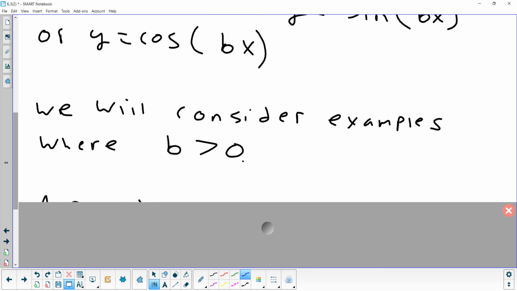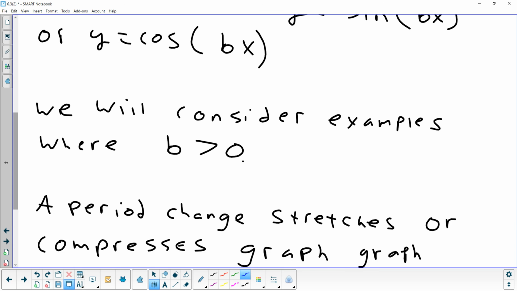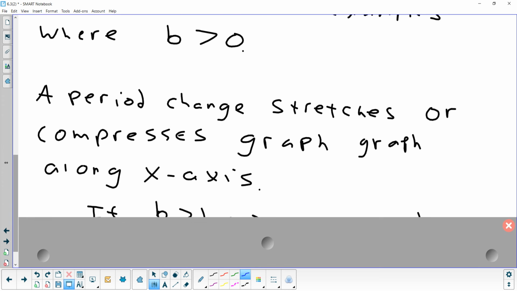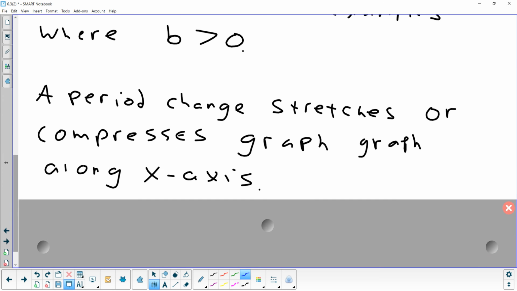So a period change is going to stretch or compress the graph horizontally. Which axis is that? It's going to stretch or compress the graph along the, Tyler? The x-axis. Stretch or compress along the x-axis.